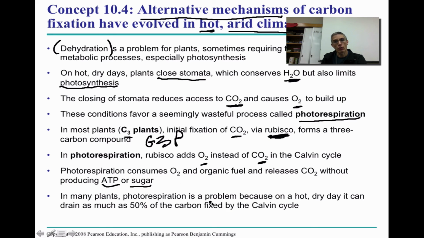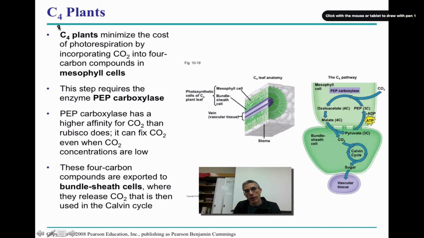So in many plants, photorespiration is a problem when you have hot, dry conditions because it can drain as much as 50% of the carbon fixed by the Calvin cycle. So as we said, there are some alternatives to this idea of living in a very hot, dry climate, because we do have plants that live in those climates. One alternative is a group of plants called the C4 plants that are going to minimize the cost of photorespiration by incorporating CO2 into 4-carbon compounds in the mesophyll cells of the plant. Now this step is going to require the enzyme PEP carboxylase.